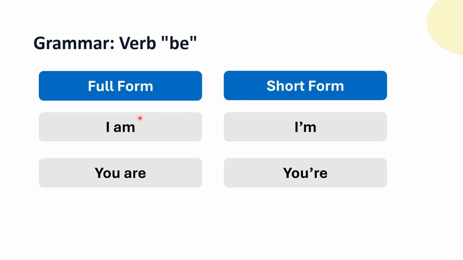When I talk about myself, I say I am. The short form in conversational speaking is I'm. For example, I am Henry. I'm Henry.